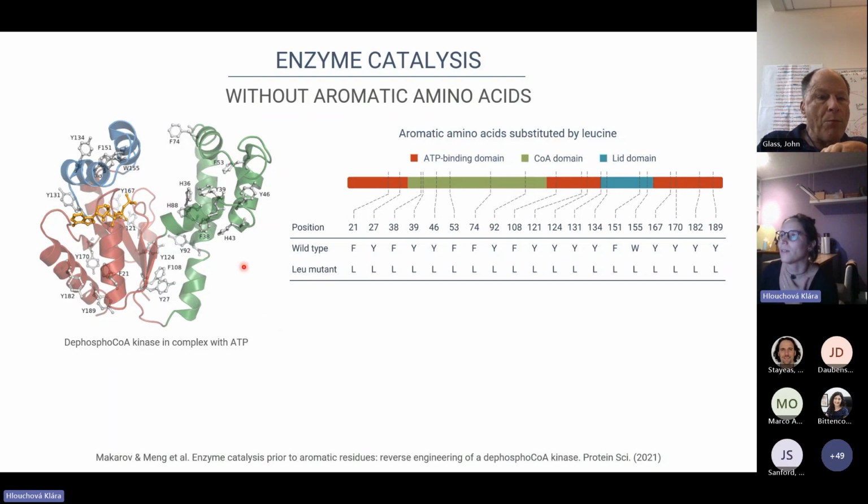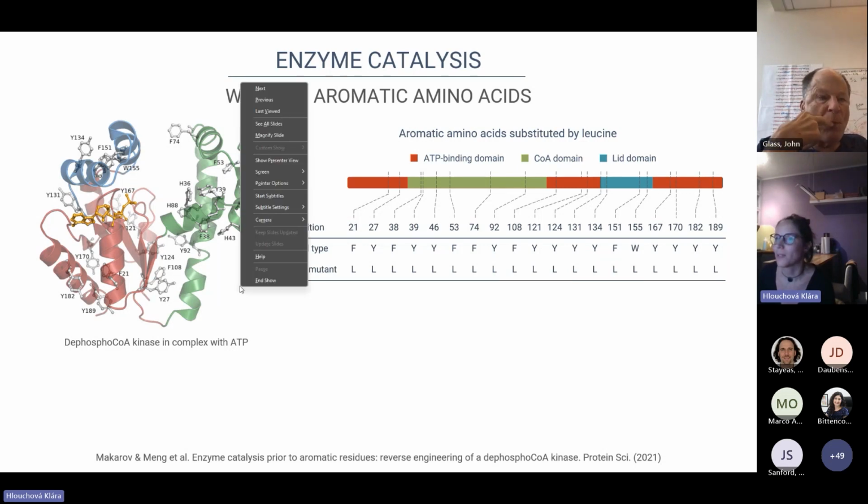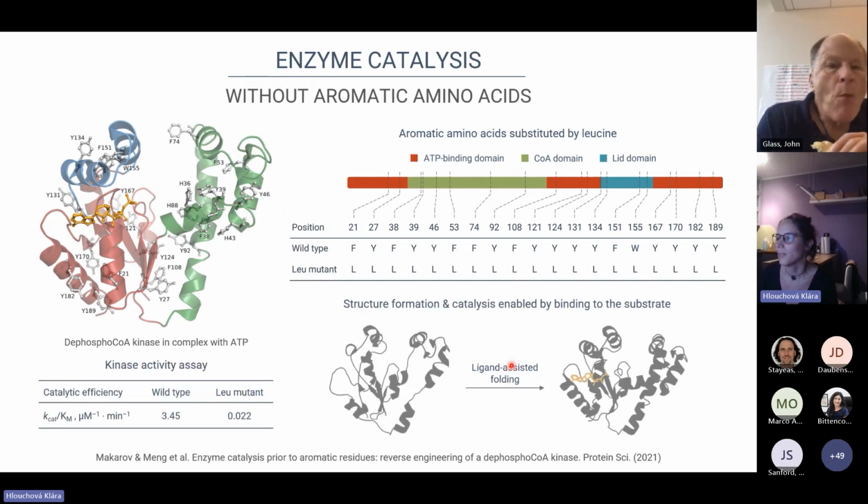And this one, we replaced all the aromatic amino acids, which we believe were really important for the structural integrity of this protein. And true enough, the protein was kind of less structurally firm, but it could still do the activity without all the aromatic amino acids. Actually, in this case, it helps to stabilize the structure with ligand binding.